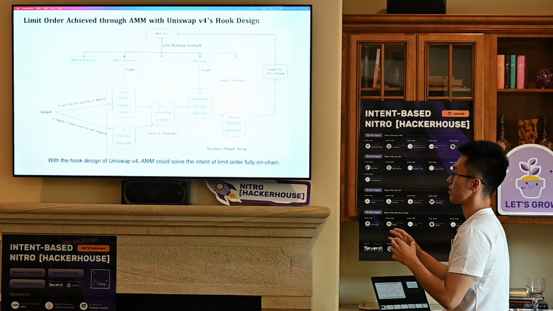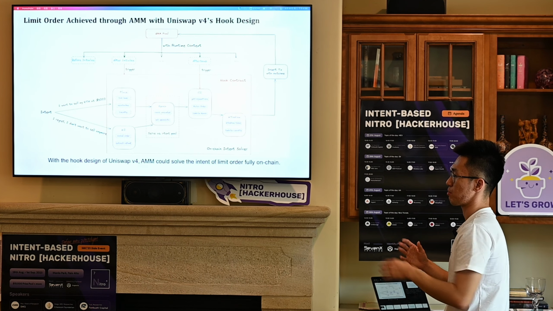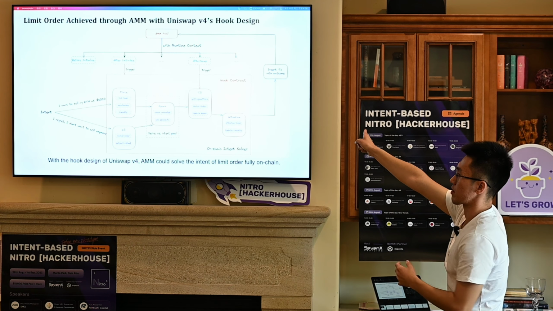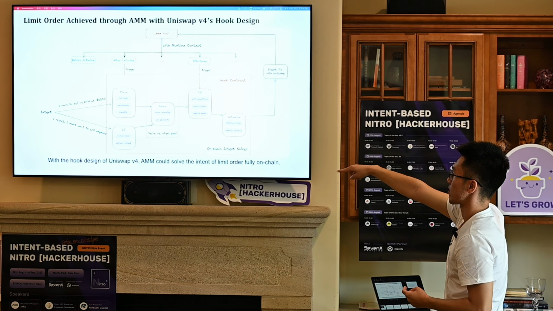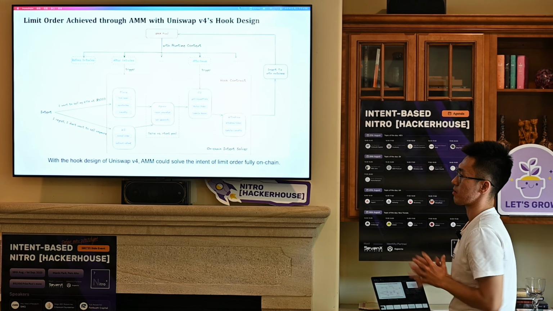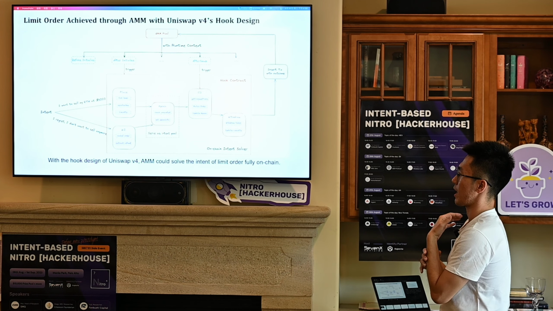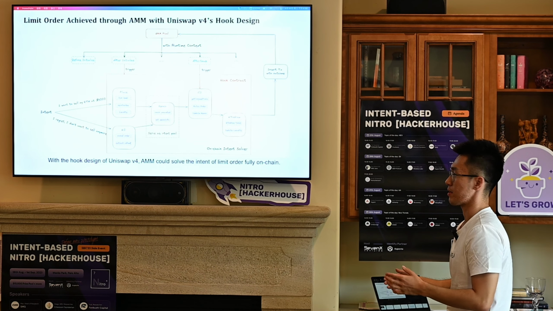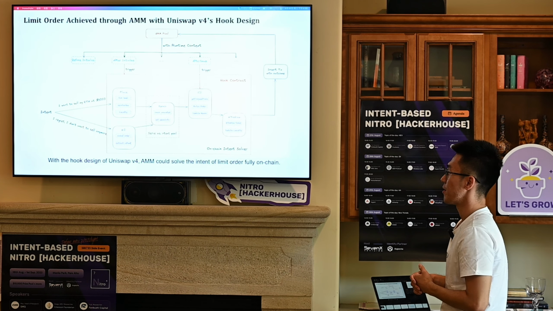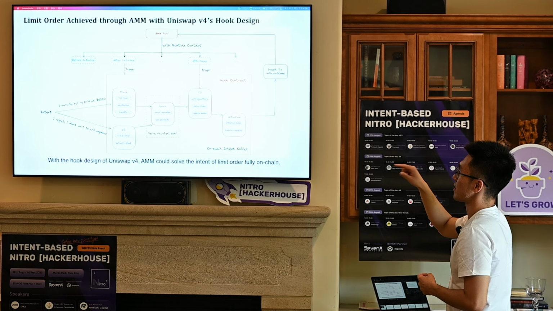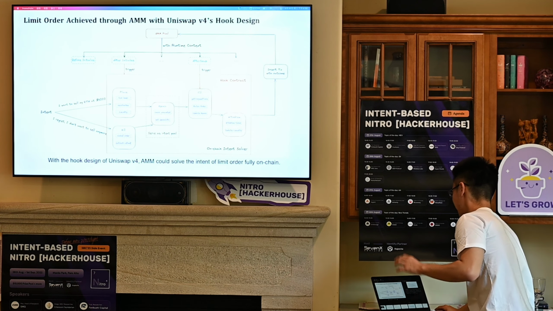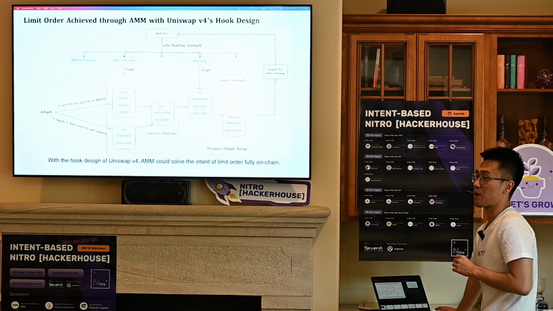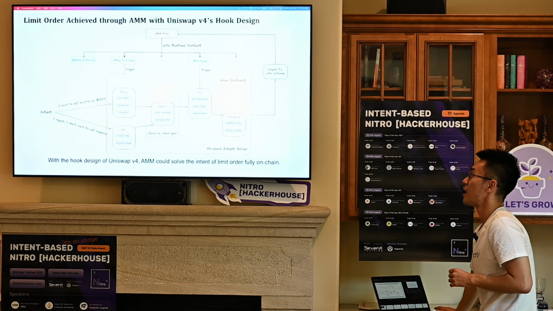According to the hook design, throughout the transaction life cycle, you can add additional logic at these call points, adding a hook contract to solve this intent. And if I'm a user and I regret it, I don't want to sell anymore, the hook contract can help me cancel and kill this order. So with the hook design, AMM could solve the intent of a limit order fully on-chain.